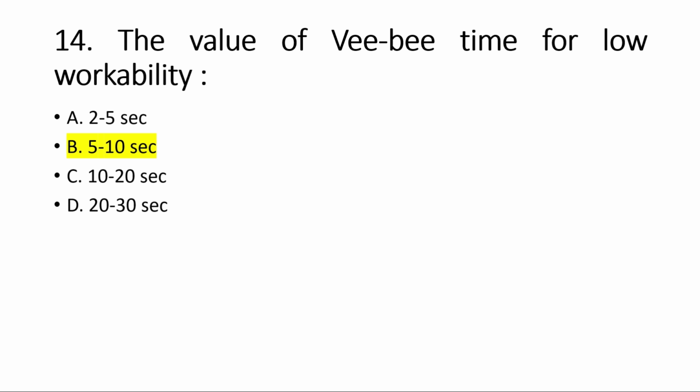So option A will be correct in that case if we are having a medium workability. And if we are having a very low workability, then our VB time will be 10 to 20 seconds. Then in that case option C will be correct. But here we are having a low workability. So for low workability we are having 5 to 10 seconds. That option is correct. So move on to the next question.